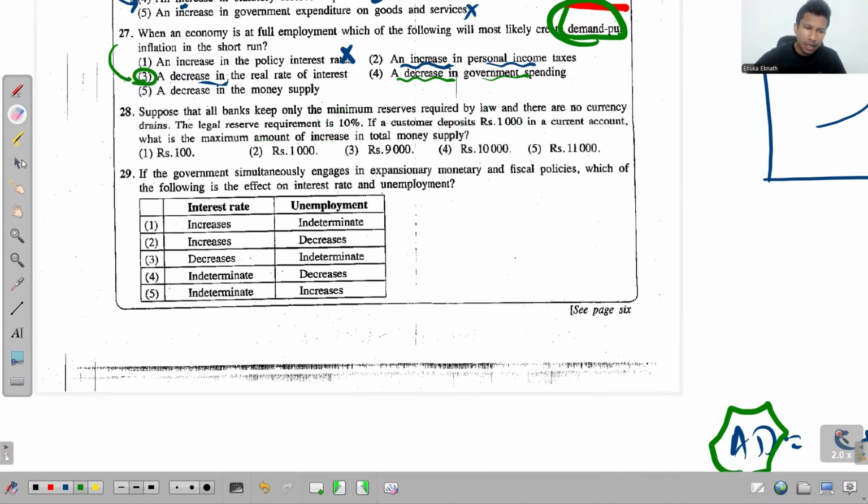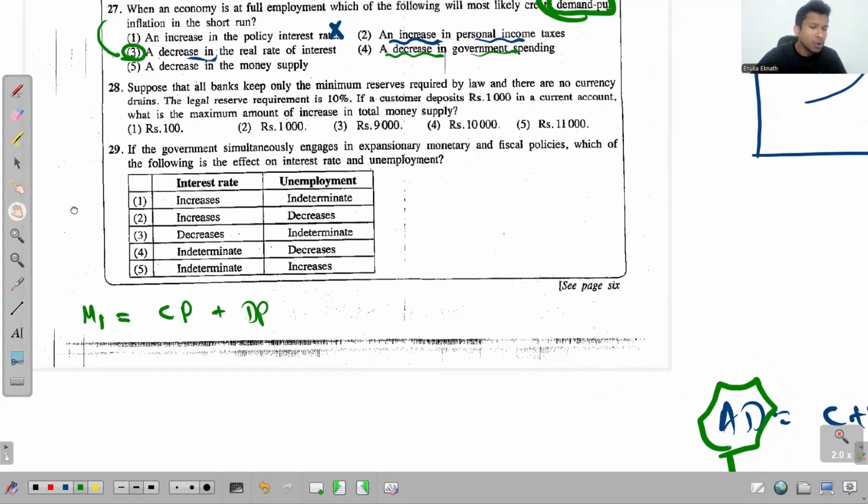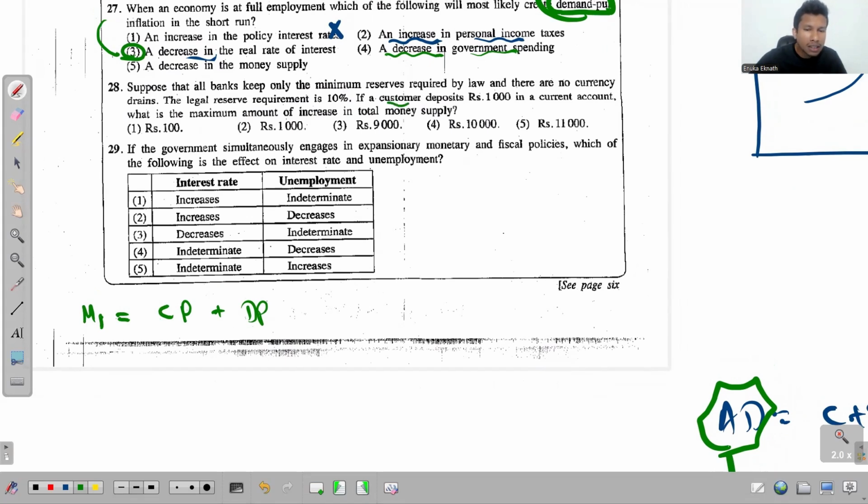See, now again this question comes from money supply. So let me once again take this M1 money supply. So M1 money supply equals currency among the general public plus the demand deposits, right? Plus the demand deposits. So what happens now? A customer, again one person here, comes and deposits rupees 1,000 in the current account, in the demand deposit.